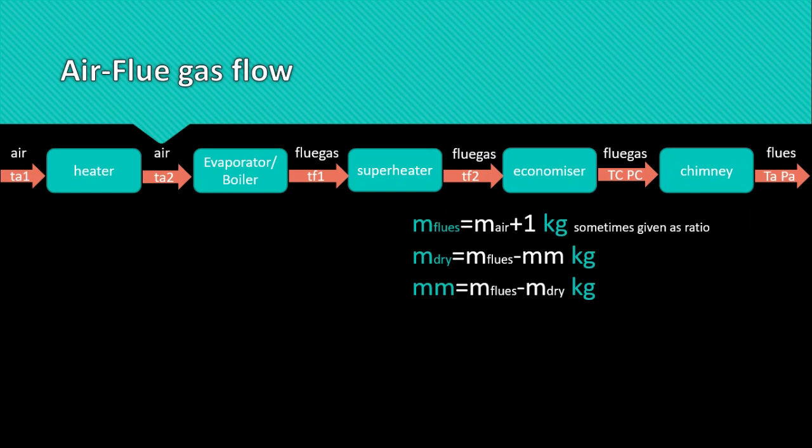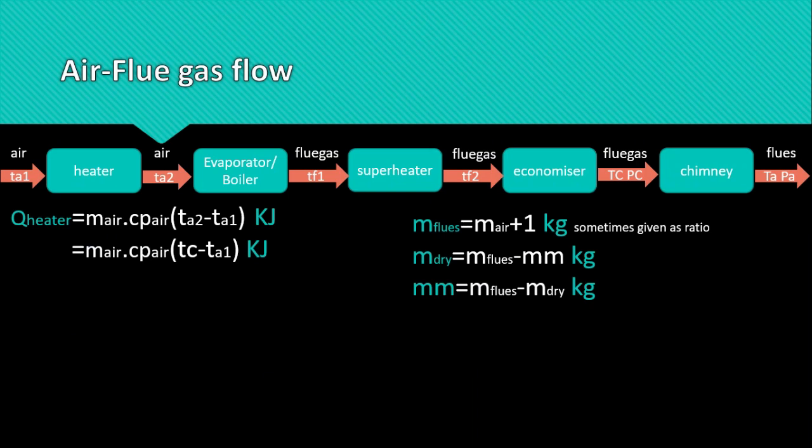Now, let's go to the formulas used to calculate the amount of heat absorbed by each component using the air flue gas flow. For the preheater, Q heater is equal to mass of air multiplied by Cp of air, or the specific heat capacity of air, then multiplied by (TA2 minus TA1). If you don't have the temperature of air after the preheater, then use TC, which is the temperature of the chimney base, okay? And then for the evaporator or boiler, Q eva is equal to mass of fuel multiplied by the calorific value or the heat value.